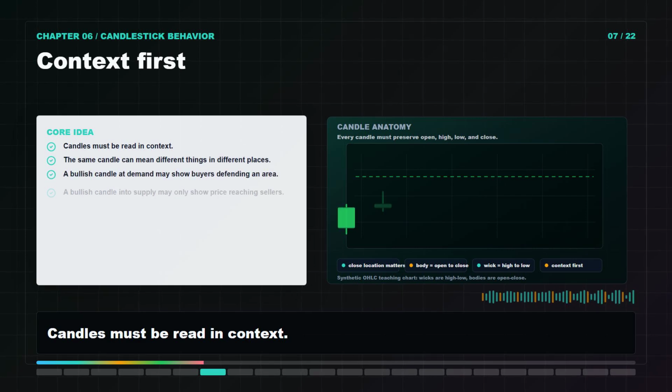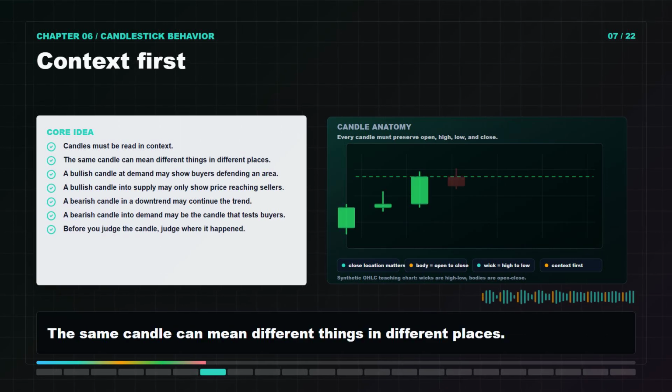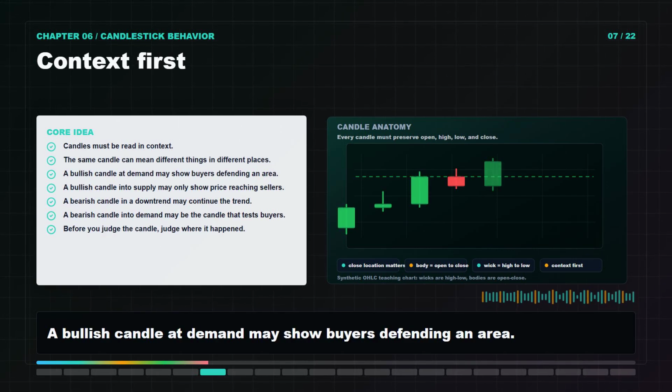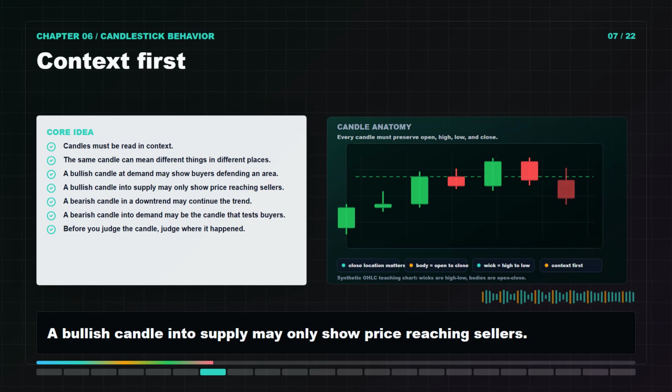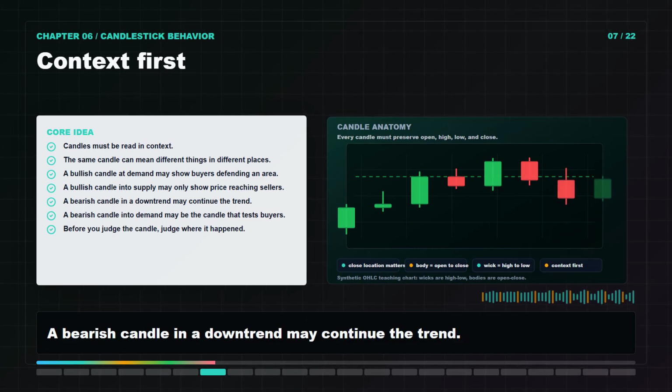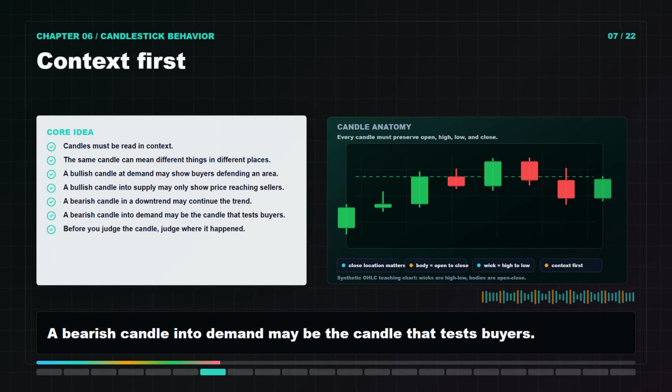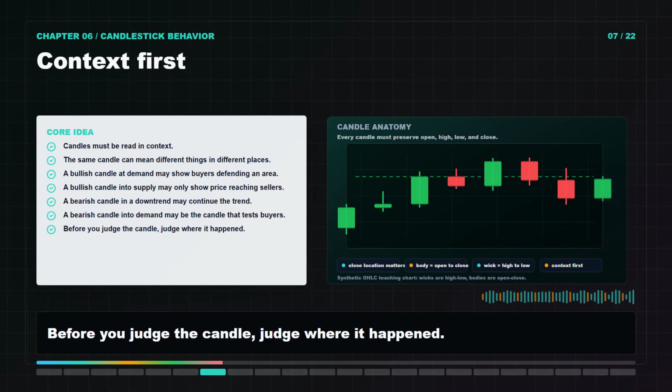Candles must be read in context. The same candle can mean different things in different places. A bullish candle at demand may show buyers defending an area. A bullish candle into supply may only show price reaching sellers. A bearish candle in a downtrend may continue the trend. A bearish candle into demand may be the candle that tests buyers. Before you judge the candle, judge where it happened.